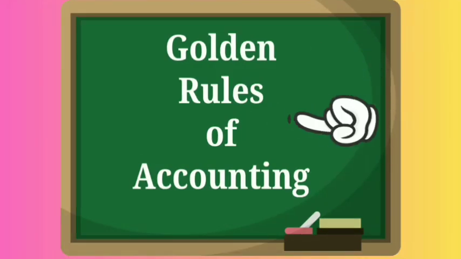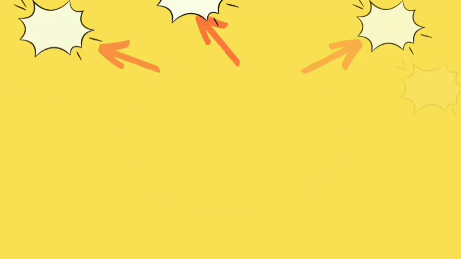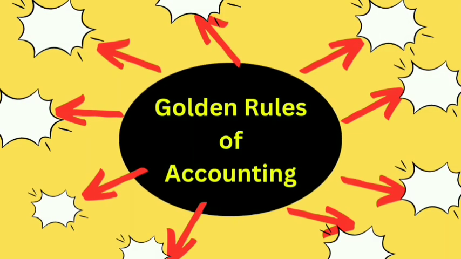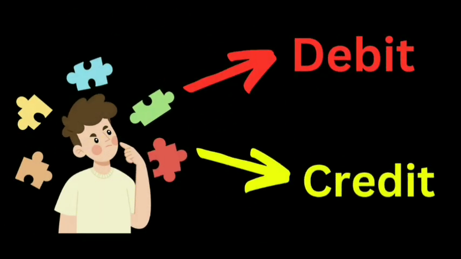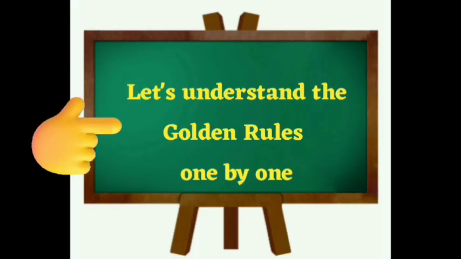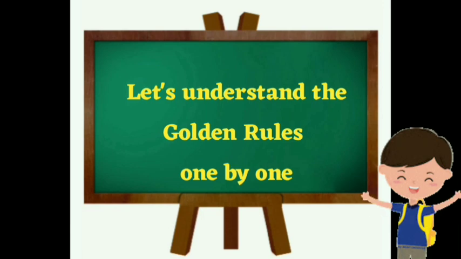I'm going to explain to you the golden rules of accounting. These rules are considered the foundation for all accounting transactions. These rules help you in identifying which account to debit and which one to credit. I will explain each rule one by one with examples so that you can easily understand the topic.